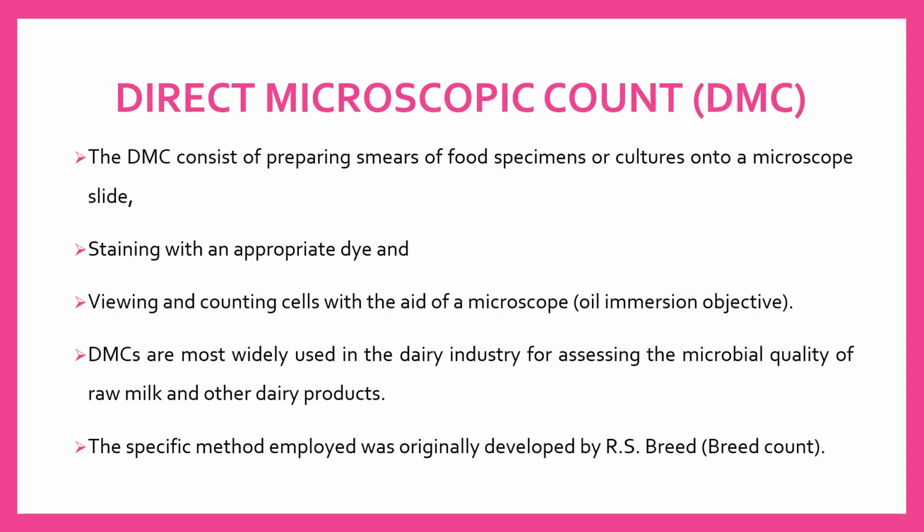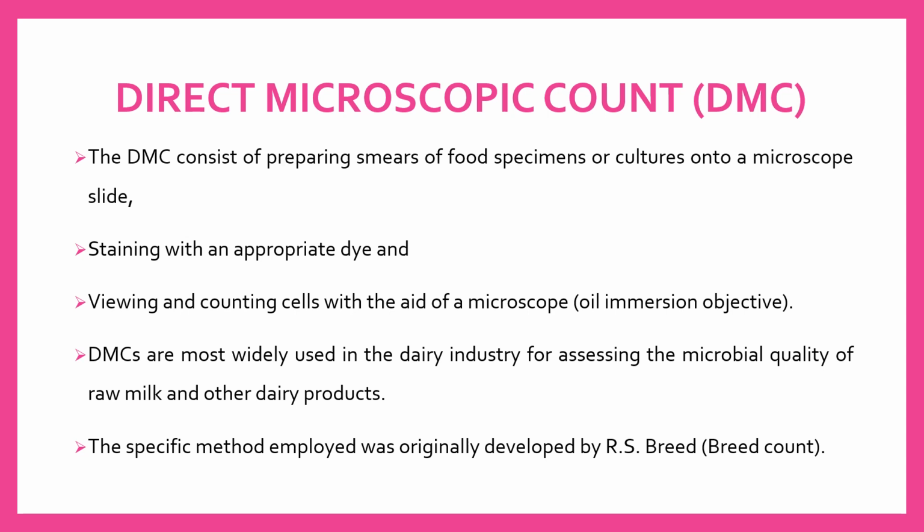Next method is the direct microscopic count method. In this method, they prepare smears of food specimen or cultures onto a microscopic slide, staining with an appropriate dye, and then viewing and counting cells with the aid of a microscope with the use of oil immersion objectives. This direct microscopic count is most widely used in the dairy industry for assessing the microbial quality of raw milk and other dairy products.